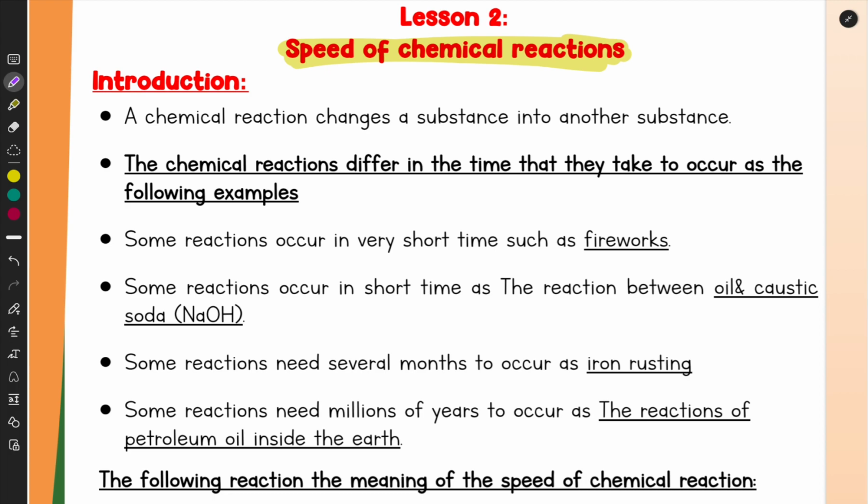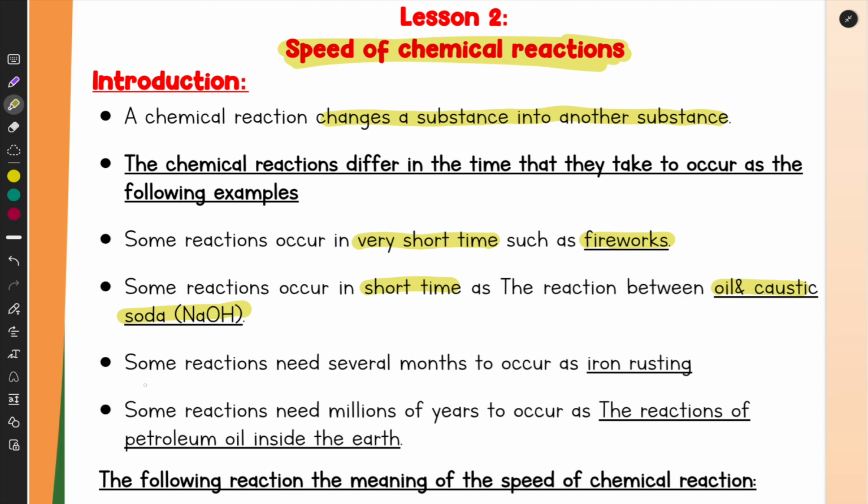Introduction, we have a small introduction. First of all, we know that a chemical reaction changes a substance into another substance. Number two, chemical reactions differ in the time they take to occur, as in the following examples. Some reactions occur in a very short time, like fireworks. Some reactions occur in a shorter time, like the reaction between oil and caustic soda, NaOH.